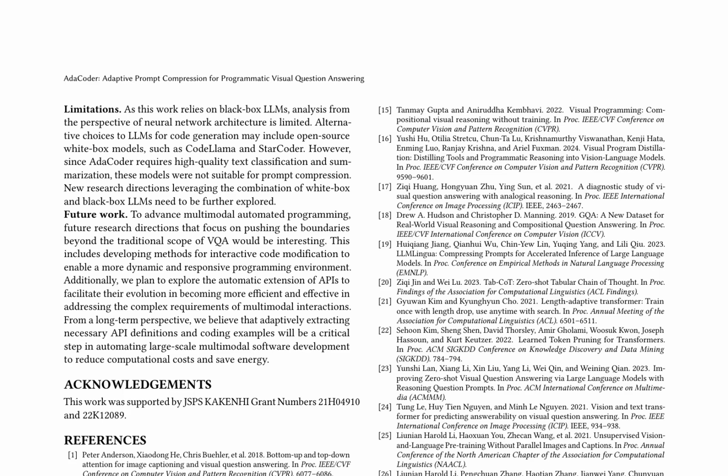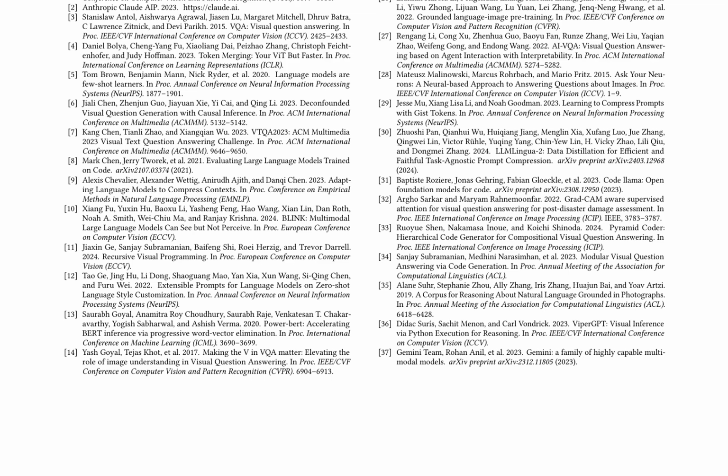The research paper discusses the limitations and future directions of AdaCoder, a system for adaptive prompt compression in programmatic visual question answering. It acknowledges the reliance on black box large language models, LLMs, and suggests exploring alternative choices, such as open-source white box models. Future research directions include developing methods for interactive code modification, automatic extension of APIs, and adaptively extracting necessary API definitions and coding examples.